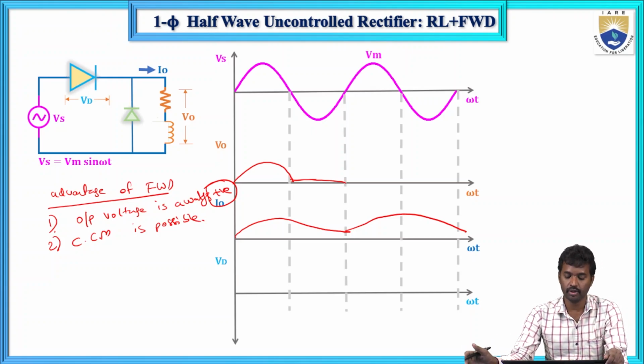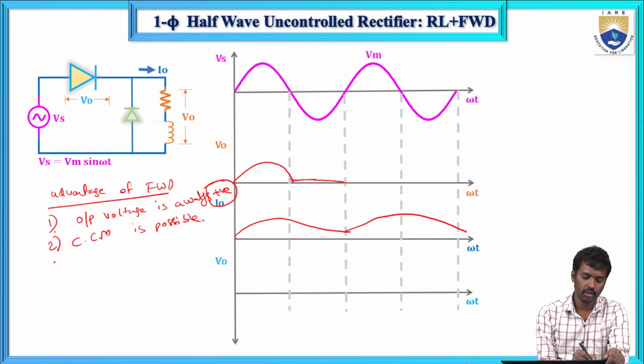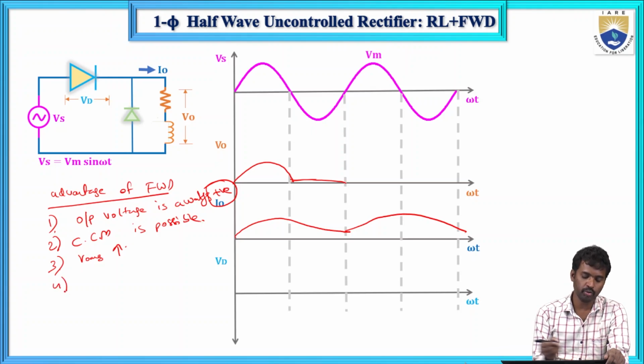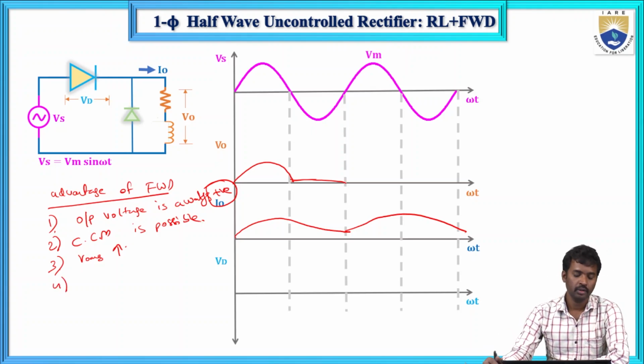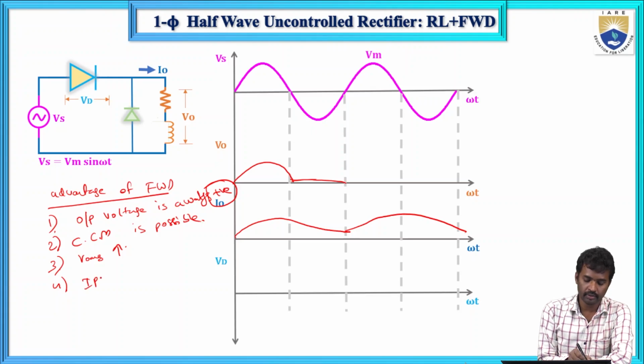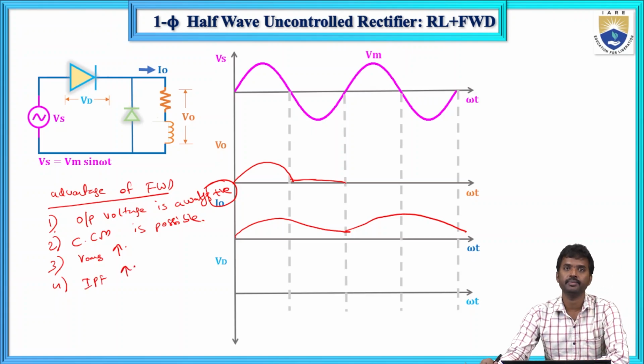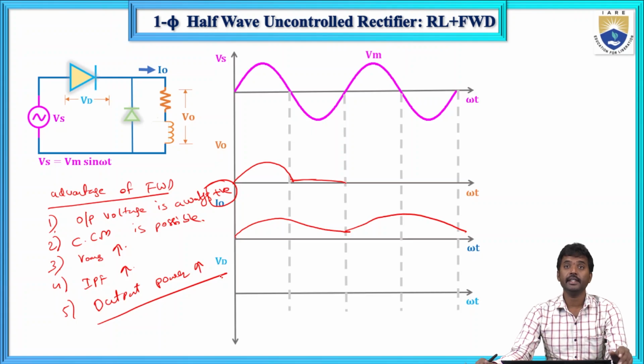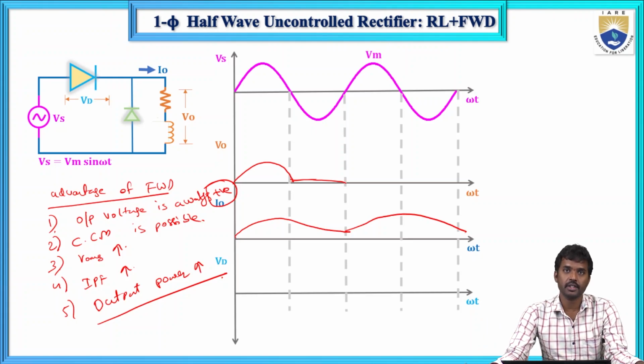The current is sometimes 0, but here the current never becomes 0. Third, the output voltage V naught average increases. Fourth, the output voltage increases, which means the input power factor also increases. Output voltage increases means the output power also increases. These are the advantages.